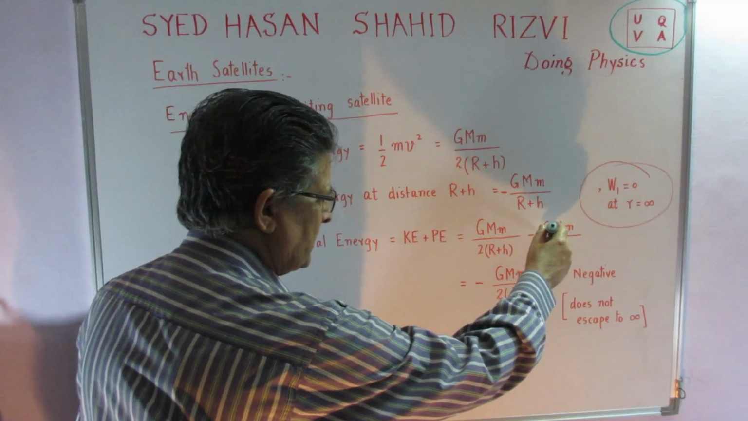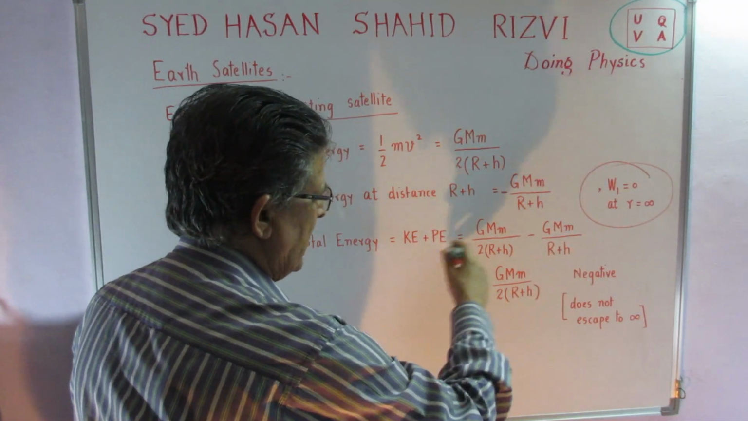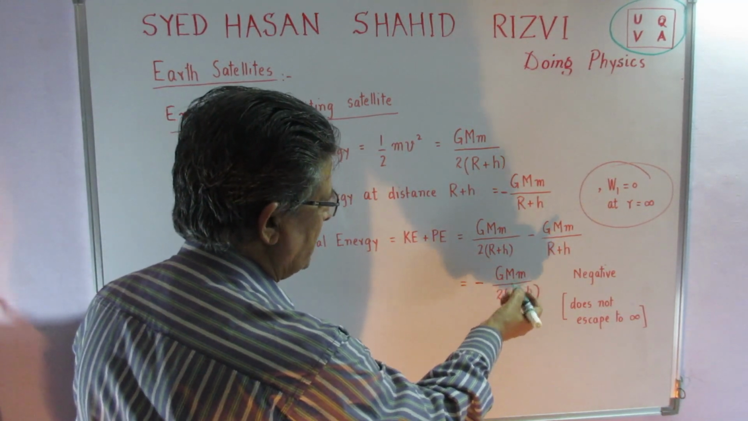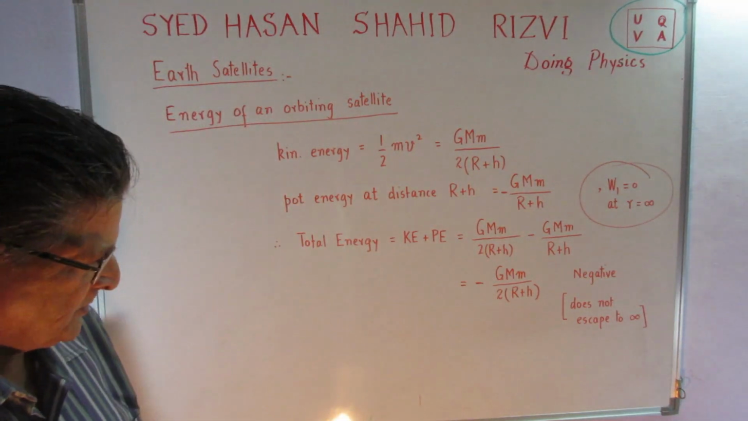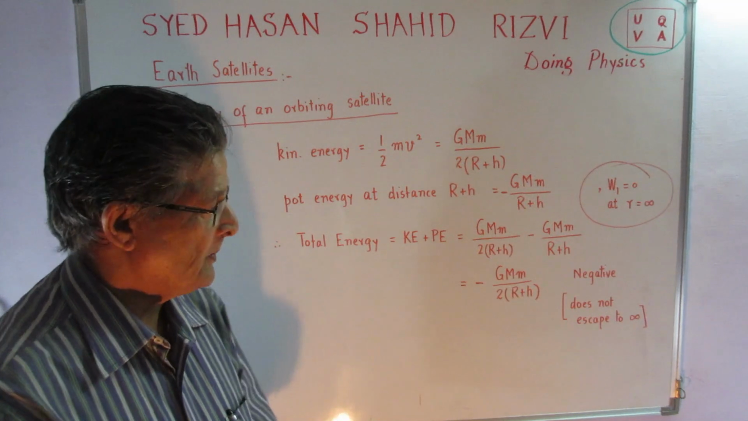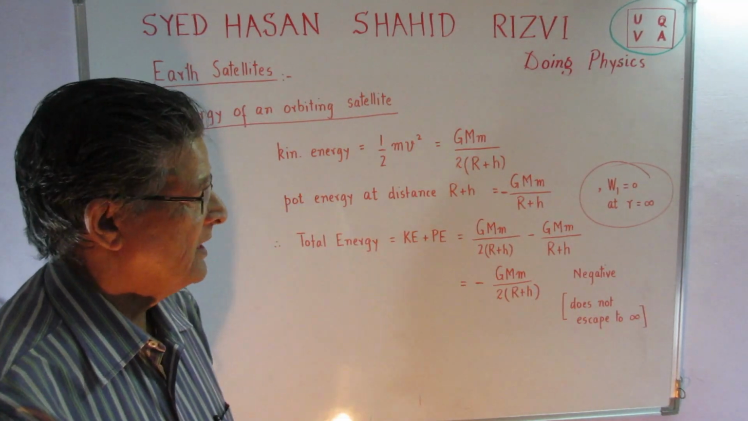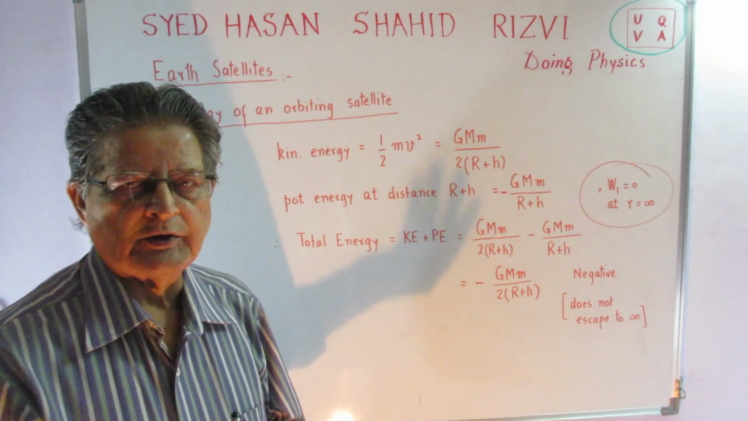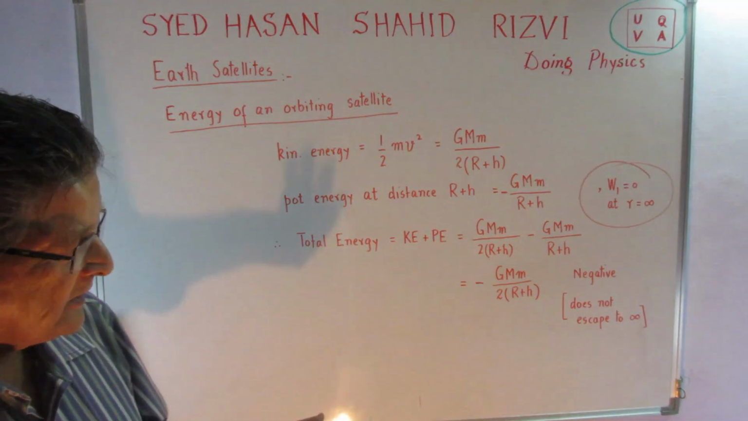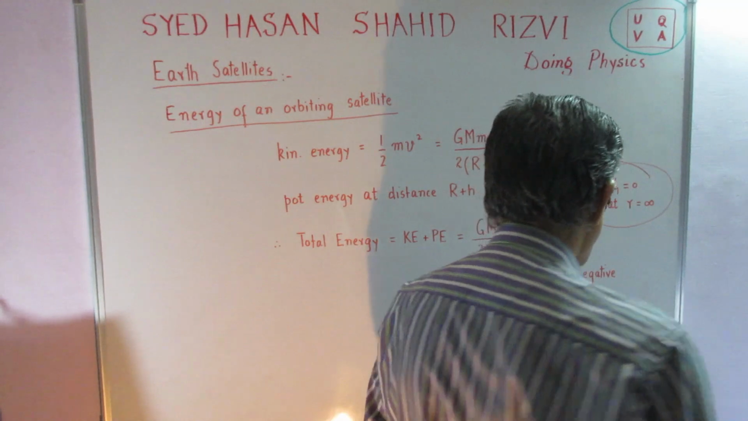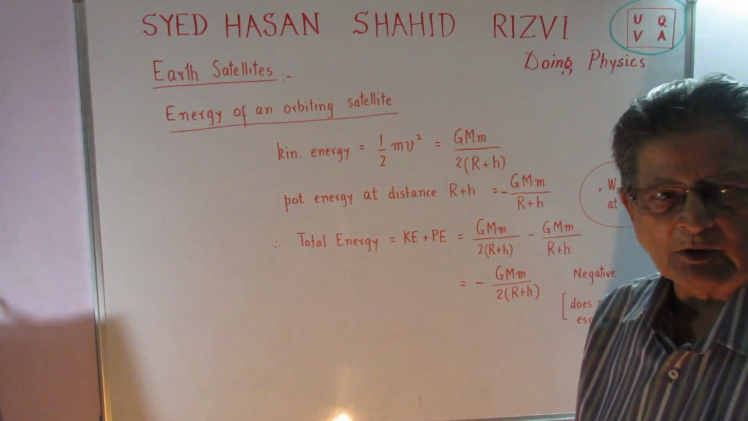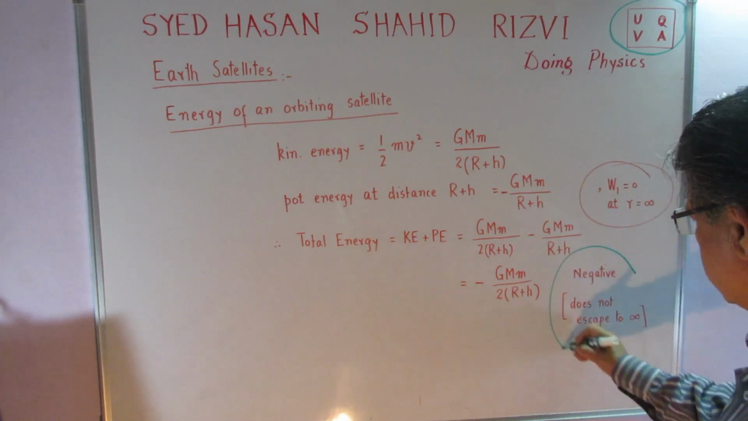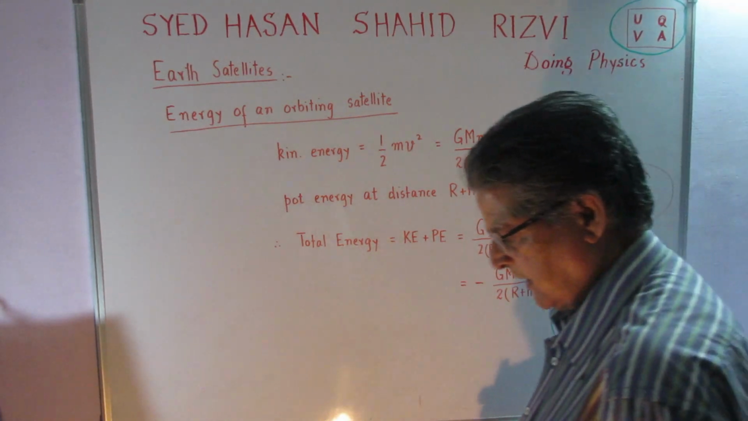which is 2 capital GM upon 2(r plus h), and therefore we find that the value turns out to be equal to minus capital GM upon 2(r plus h), which of course is a negative value, and it has to be negative because the satellite is at a finite distance from the surface of the Earth. The satellite moves around because of the centripetal force provided by the gravitational pull of the Earth on the satellite. So it does not escape to infinity. Negative means does not escape to infinity.